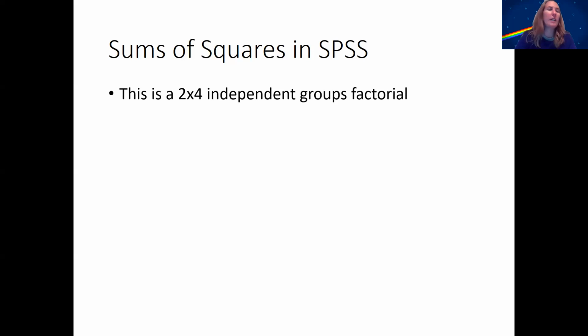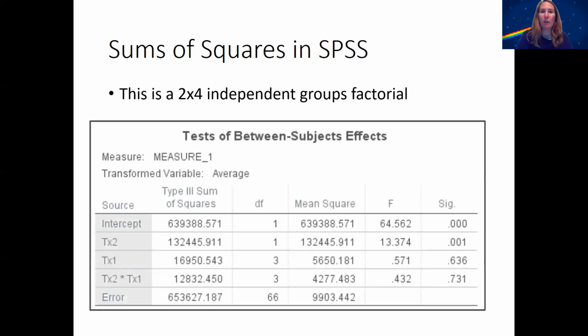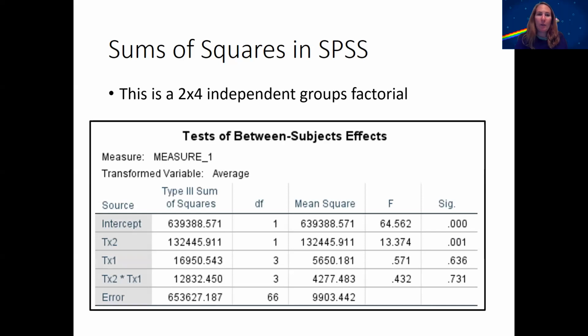What we're going to be talking about today are factorial designs. We're going to be working with ANOVA and factorial designs. So we're going to work with a 2x4 independent groups factorial. If you're dealing with this, you have two main effects, right? You have a main effect in your variable here, which has 2 levels, and then your independent variable here, which has 4 levels.